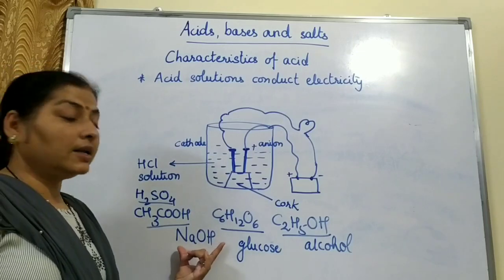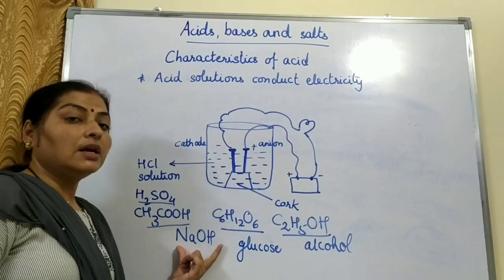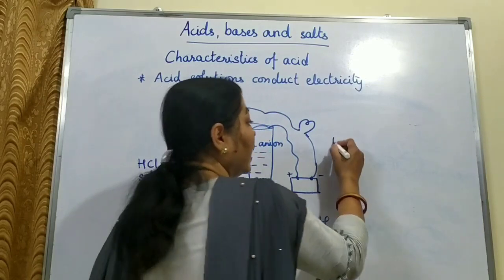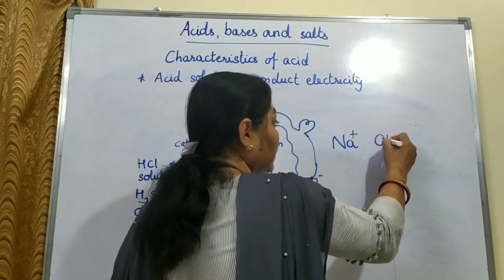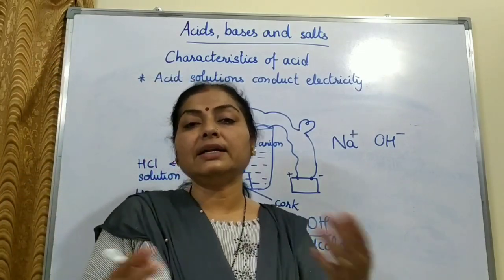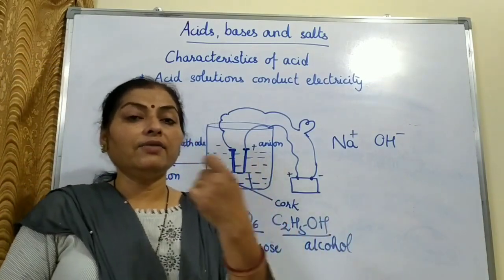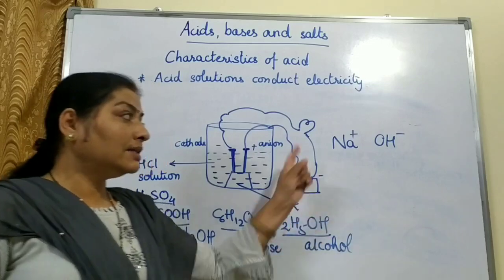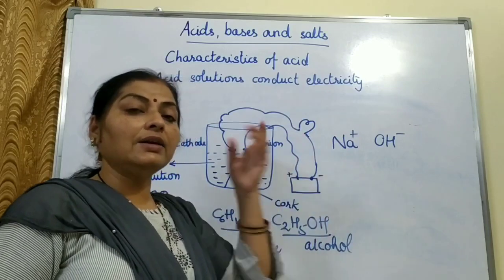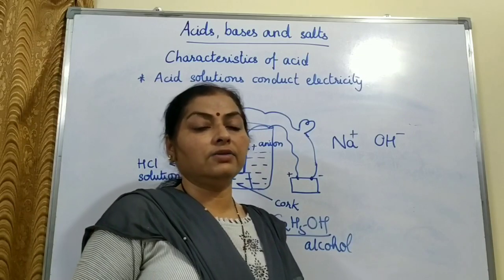NaOH also can conduct electric current. An aqueous solution of NaOH conducts electricity. Why? Because NaOH in water splits up into Na plus and OH minus ions. So if we see acid and base, there are certain characteristics which are common for acid and base. Like we saw that in water, HCl gives H plus ions and Cl minus ions. Same way, NaOH in water gives Na plus ions and OH minus ions. So as they give ions, acid will conduct electricity and base will also conduct electricity.